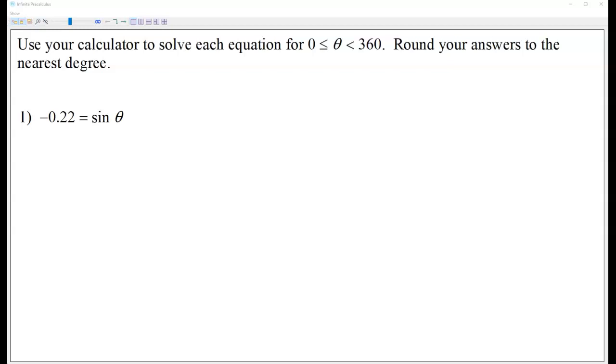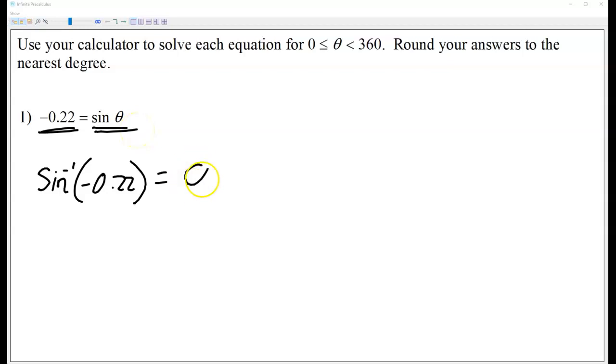What we want to do then is get the theta by itself, and the way we do that is by doing the opposite of sine on both sides of the equation. Now, the opposite of sine is arc sine, which looks like this. So that's what would happen if you do it on the left side. On the right side, if you do arc sine, it's going to cancel the sine out and just leave you with theta, which is what we wanted to do.